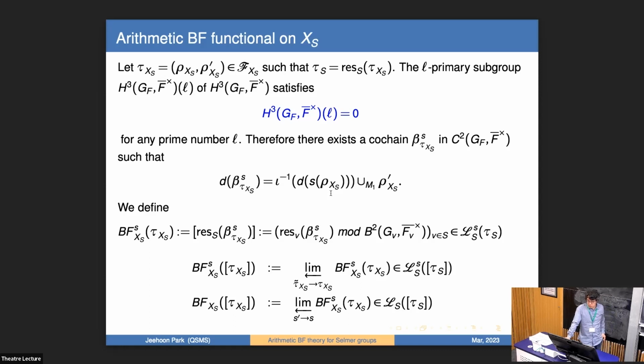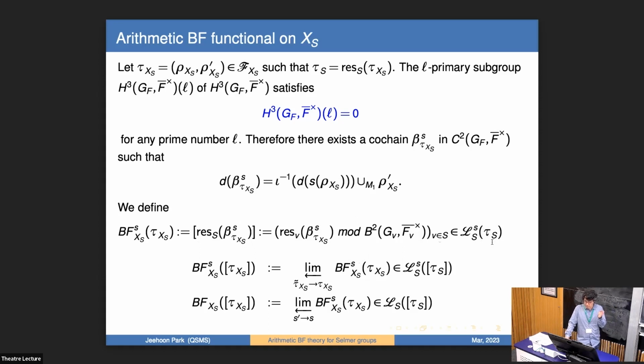So given this global element, like a Selmer element in the Selmer group, you can find a two-cochain such that d of that is iota inverse ds rho x_S, rho x prime, theta. See, this is exactly the same as the local construction. You choose the section and take the derivative, and then take the coproduct with rho prime. Then you just define it as a cohomology class, mod B2. And that actually belongs to the fiber over the boundary stuff, tau S.